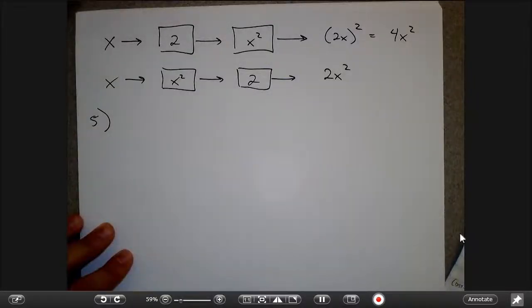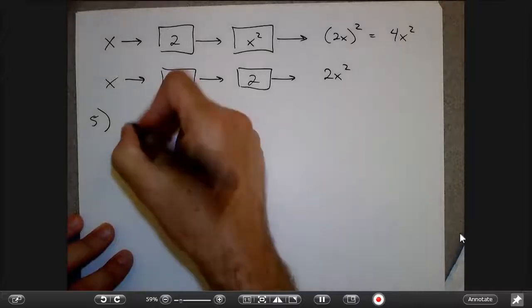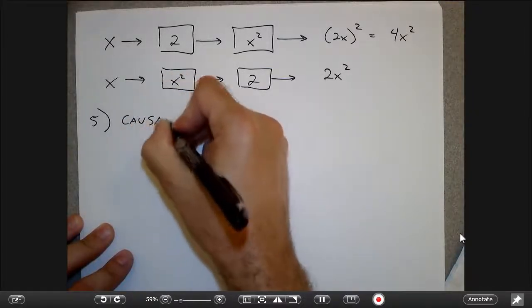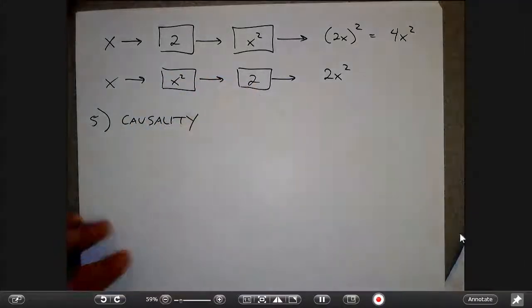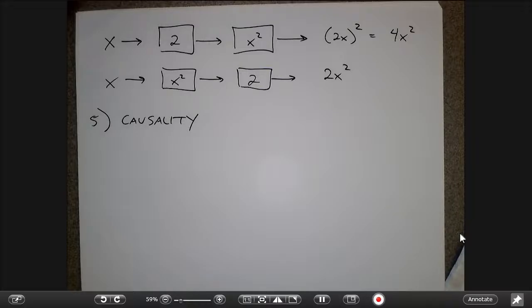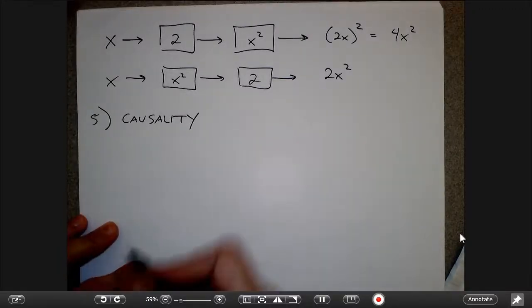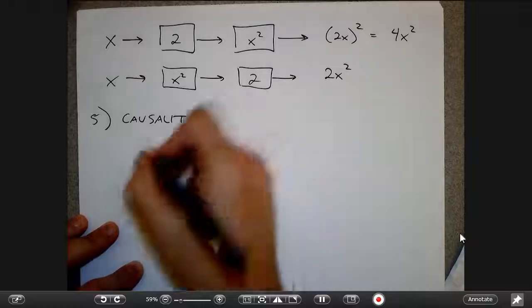I think that one more thing is causality. There was a question earlier about what happens when the impulse response of the system is 0 for values less than 0. So let's remember what causality means.